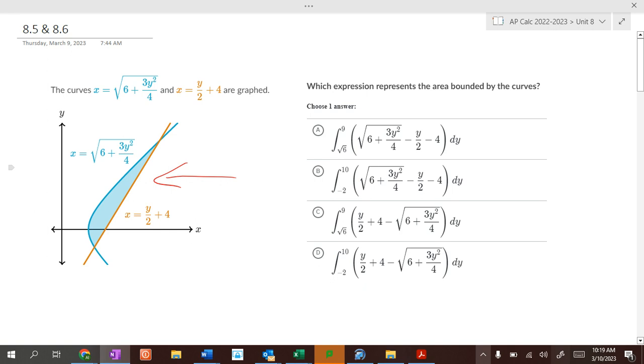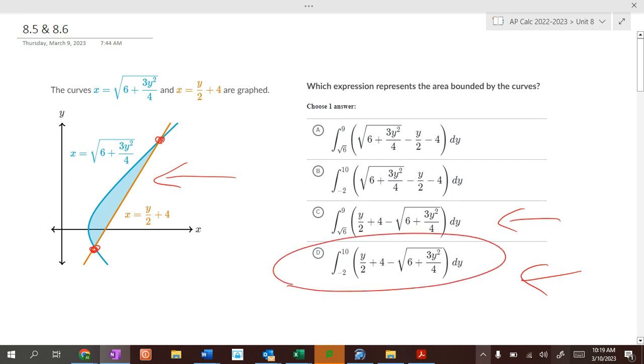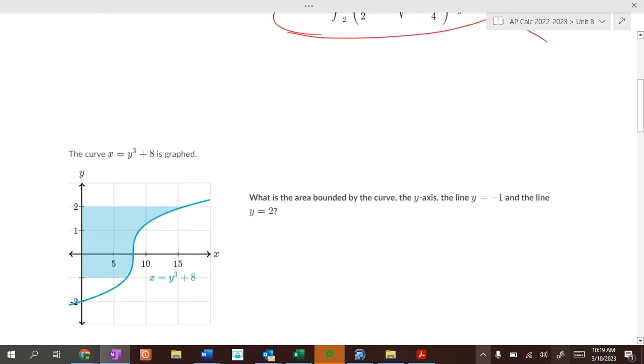So we know it's either C or D now because top curve minus bottom curve. Now we got to figure out the x's. Well, this one is super easy because we cross the axis here. So we have a negative to a positive. Well, negative 2 to positive 10 is different than square root of 6 up to 9. So that's why it must be D. Because we go from negative to positive. Are we all right with that? So we got to go this way.